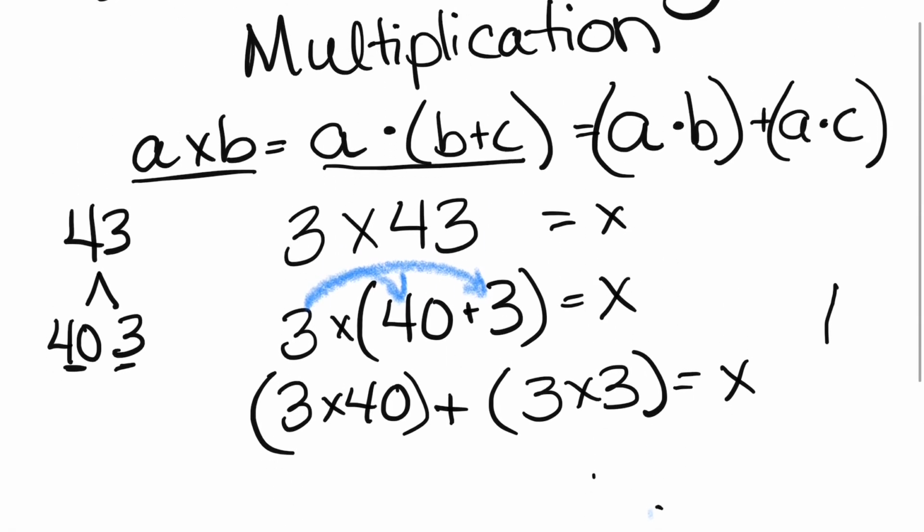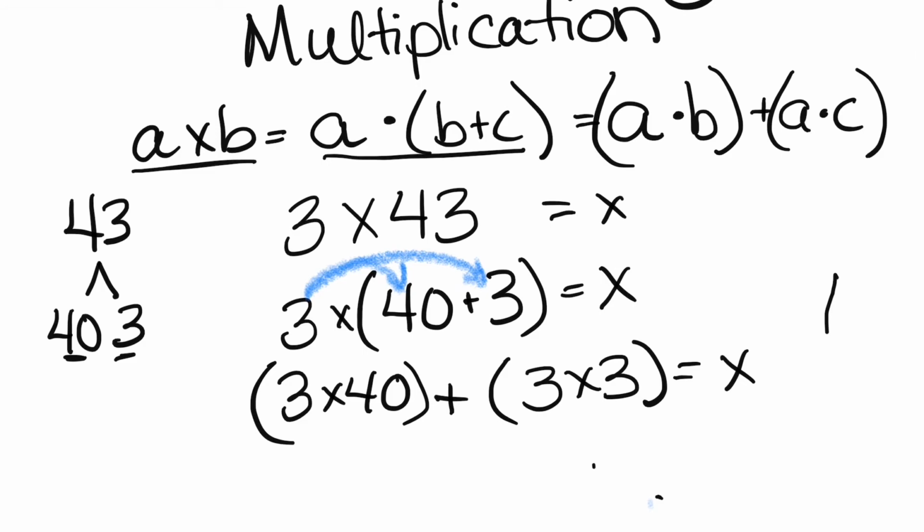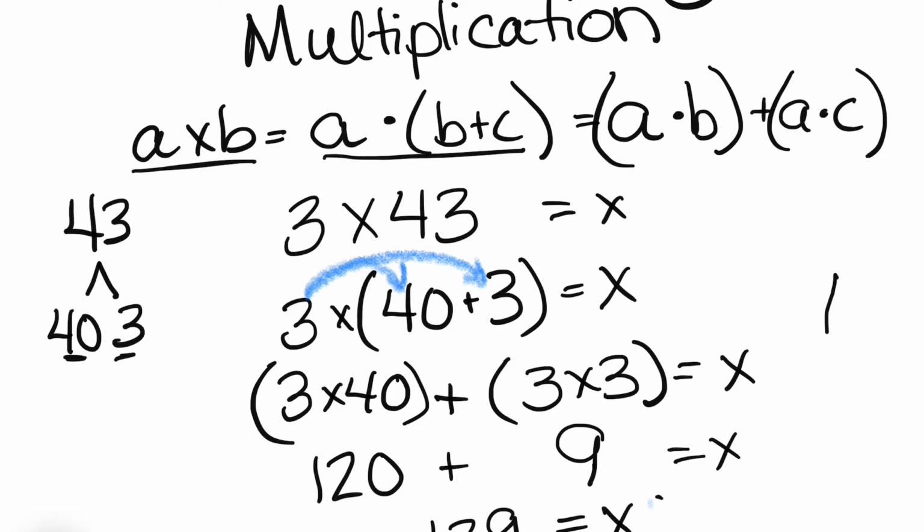I'll move this up a little bit. Now I'm going to multiply what is inside of the brackets. So I have 3 times 40 equals 120 plus 3 times 3 equals 9. And now equals x. And now all I have to do is add together 120 plus 9, which is 129 equals x.